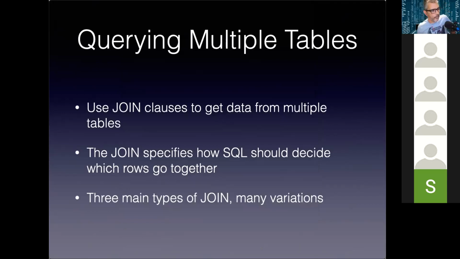So we use the join clause in an SQL query to get data from multiple tables, and we'll get to a practical example in just a moment. The join is specifying how exactly SQL should decide which rows to show you in the result set. There's three main types of join and a few different variations.